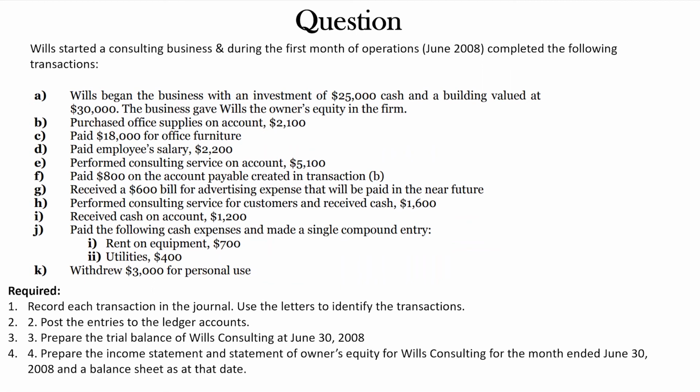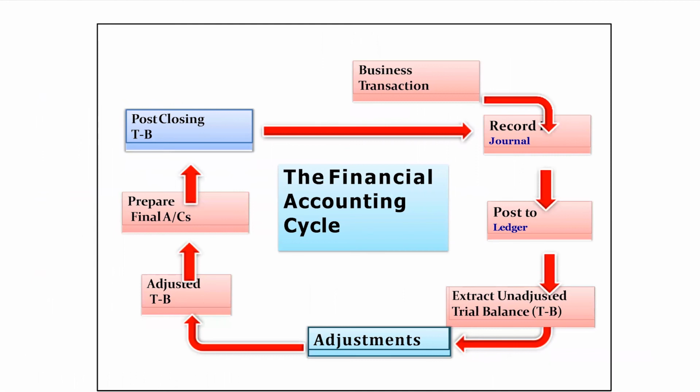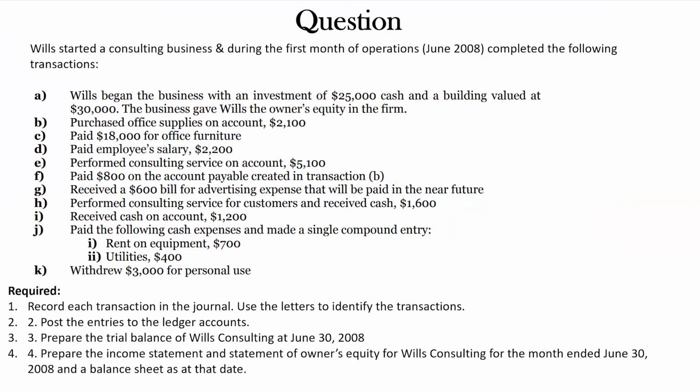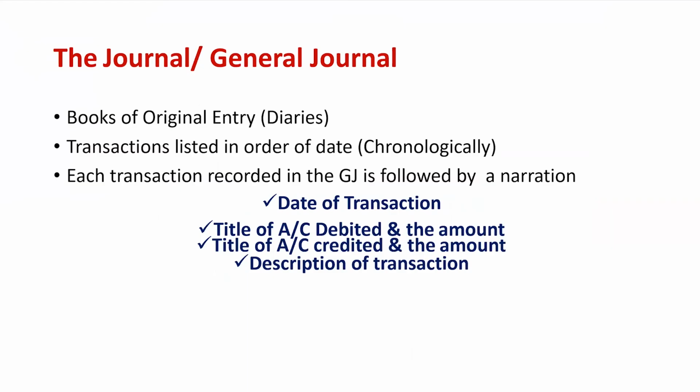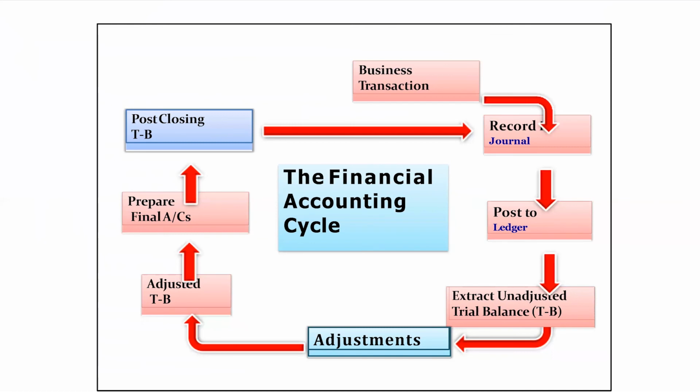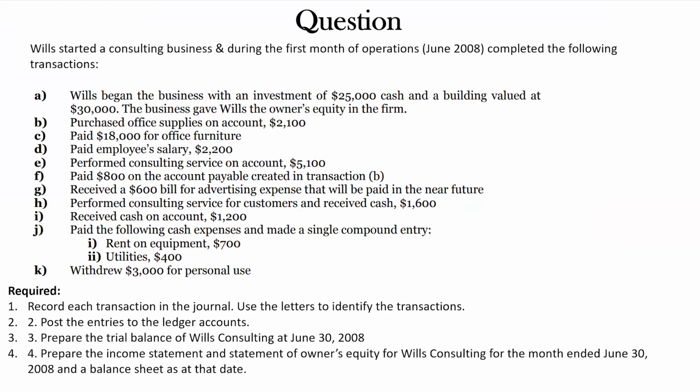A bit much, a bit lengthy, but we will get through it. But just to backtrack, let us see, based on the question, what are we doing? We have the transaction, so we're starting with a business transaction. It says in 1, do the journal, so the recording in our journal. Then it says, post the entries to the ledger, so we'll be going to post to the ledger. Then it says in part 3, prepare the trial balance of Wills Consulting. Then prepare the income statement and the other final statements.